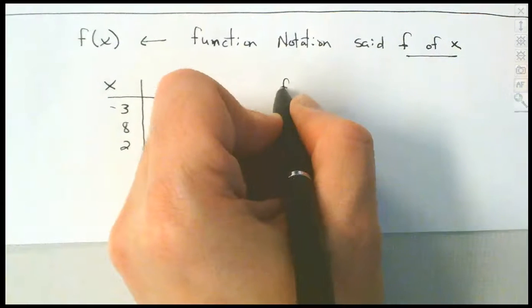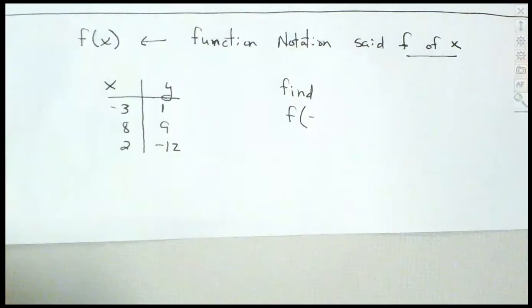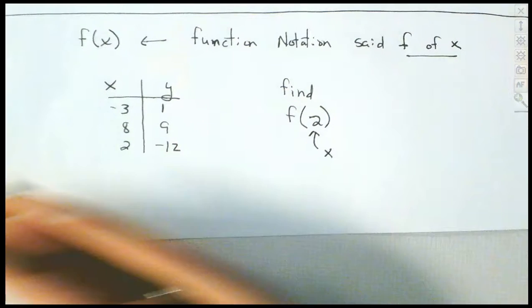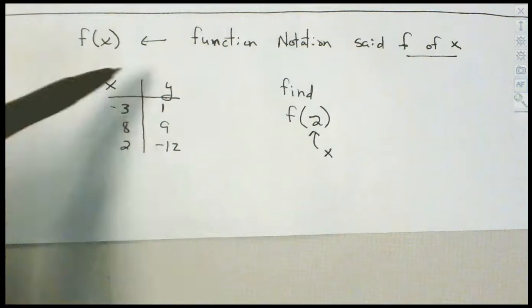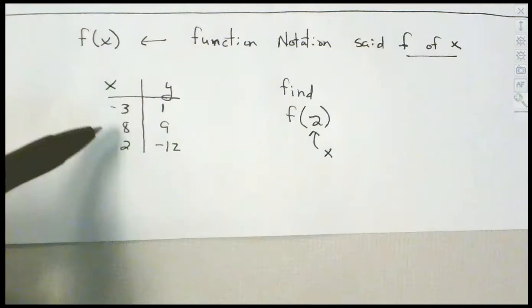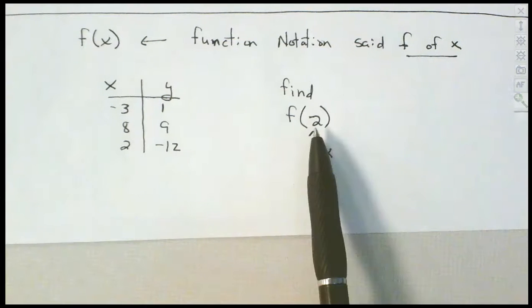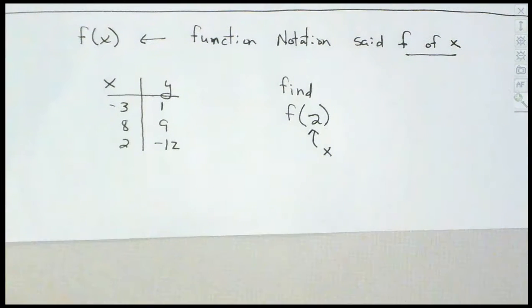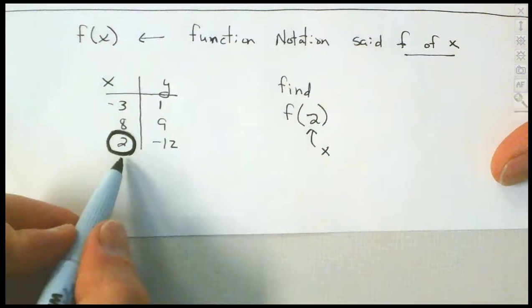So let's find two of these. Let's try to find f of 2. Now that 2, well, that is going to be the x value. Okay, so we want to use this table here that's provided. So it's provided to you. And we want to find f of 2. Okay, so if I want to find f of 2, that 2 is inside, and that's going to be your x value. So what's your x value? X value is 2.